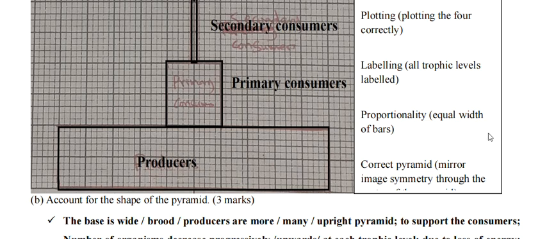Then proportionality, equal width of bars. The bars should have equal width. For example, in this case, the width is made up of 1, 2, 3, 4, 5, 6, 7, 8, 9, 10 squares. When you come here, realize there are also 10. That is what we mean by equal width of the bars.